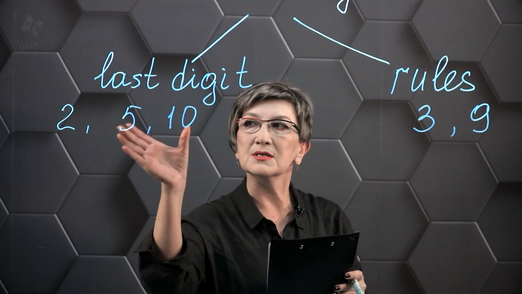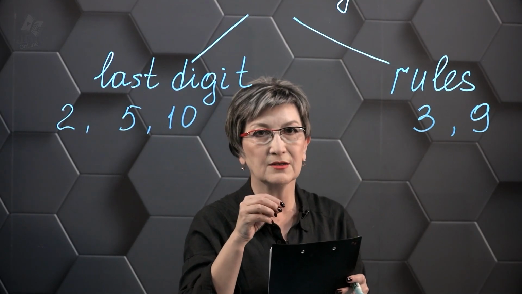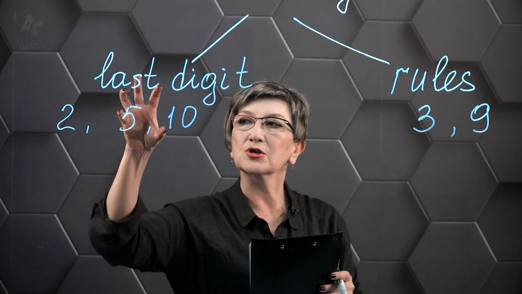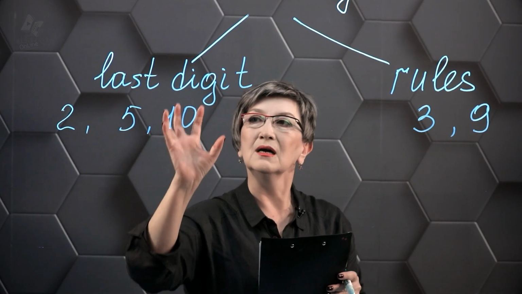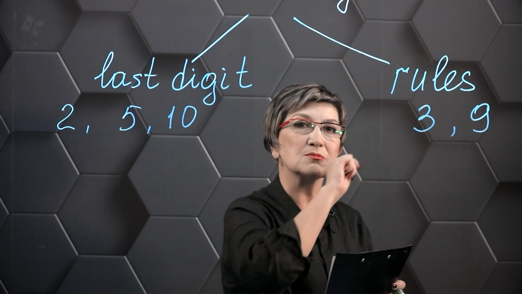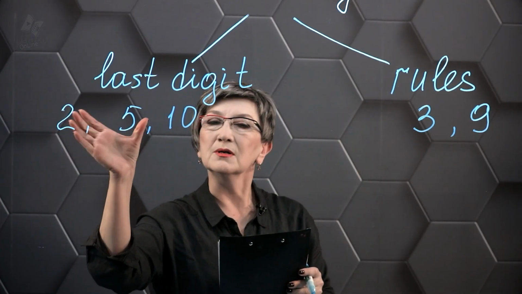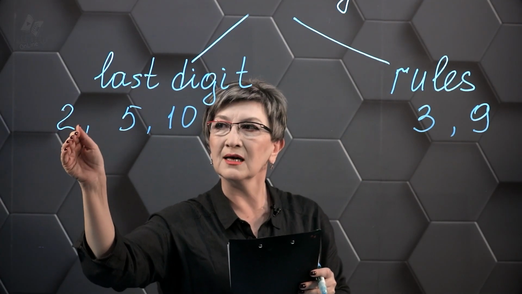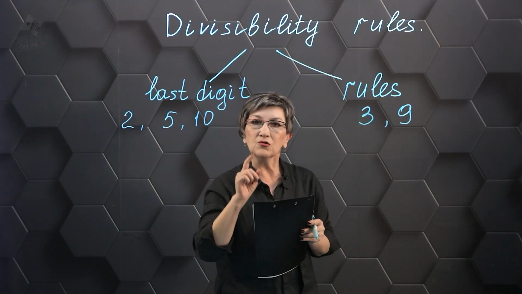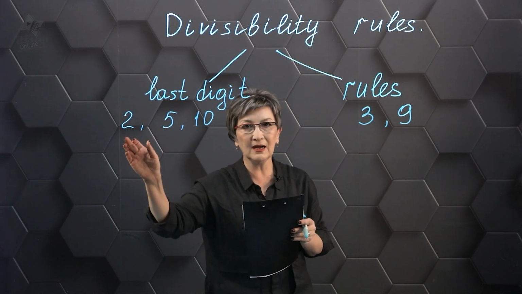Today in class, we're going to identify the rules and determine whether a number can be divided by 2 without a remainder, or whether a number can be divided by 5 without a remainder, or if you can divide a number by 10 without a remainder. And then we'll look at the signs of divisibility by 3 and by 9. We're going to start from the signs of divisibility by 2, by 5, and by 10. Now notice, to determine if a number is divisible by 2 without a remainder, we need to look at the last digit.